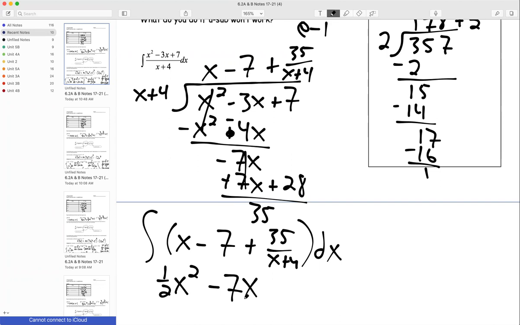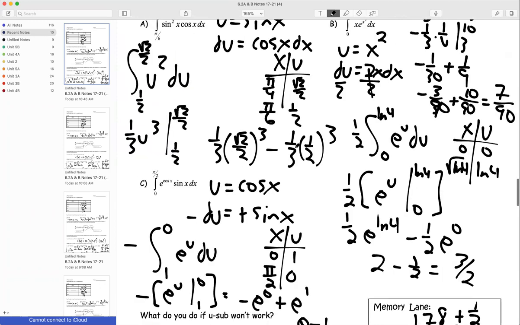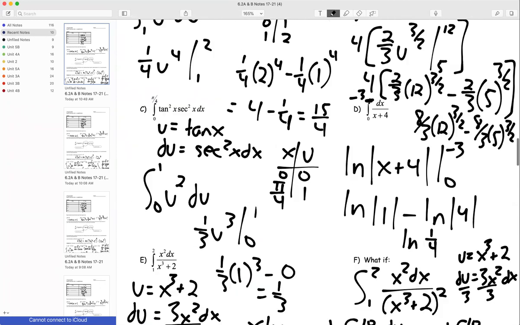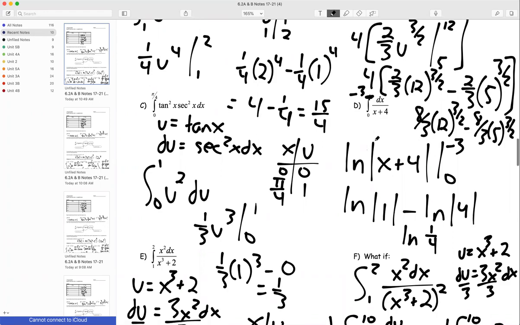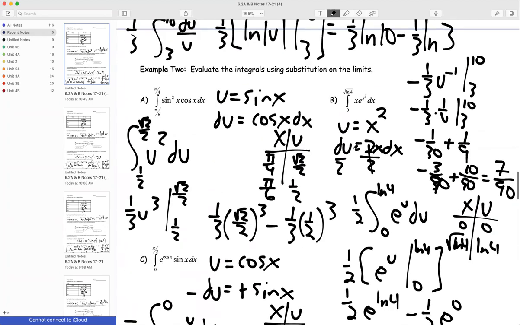Well, what about this one? Can I look at it and do the same thing? Actually, I can because, hold on. Let's go back. Look at that. This is almost like the same problem. It's dx over x plus 4. And what happened? It became the natural log of x plus 4. So I can move the constant out. I can move the 35 out.